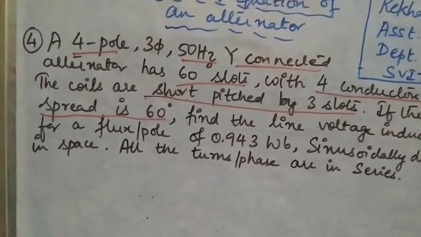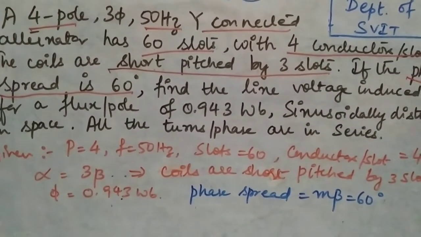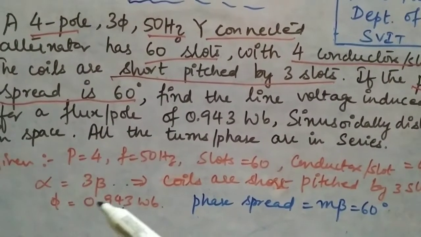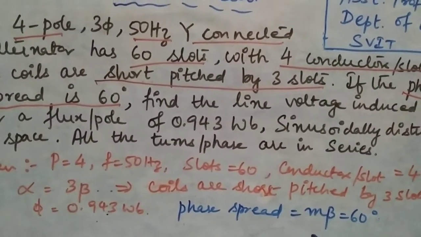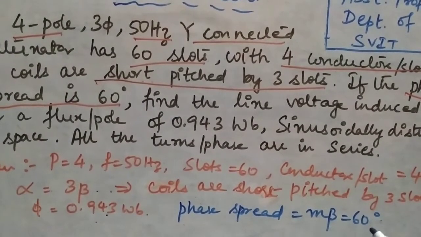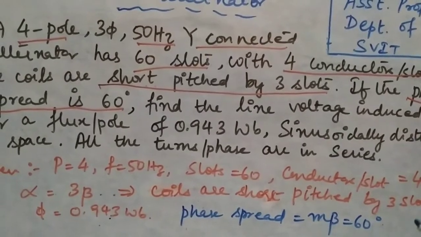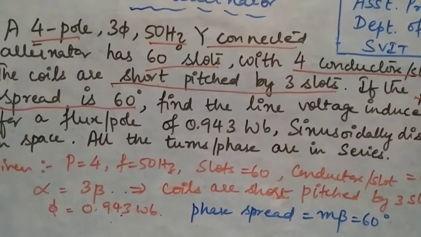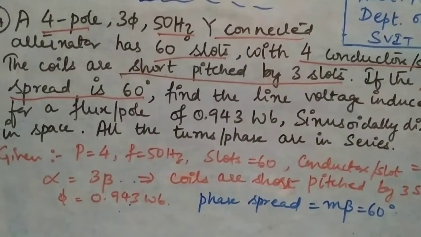So like that they may change the question in another way. Now let us write down the given data. We have written the given data: poles, frequency, slots, conductors per slot as 4, and alpha equal to 3 times beta, flux is given. The new thing you observe is that the phase spread, which is the product m into beta, is given as 60 degrees. That is the only difference you find. And what we have to find out is the line voltage which is induced, that is E line.